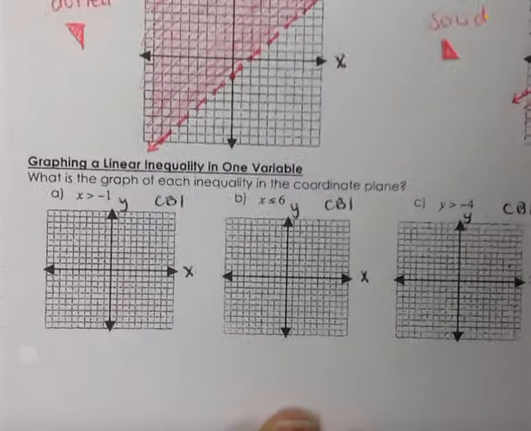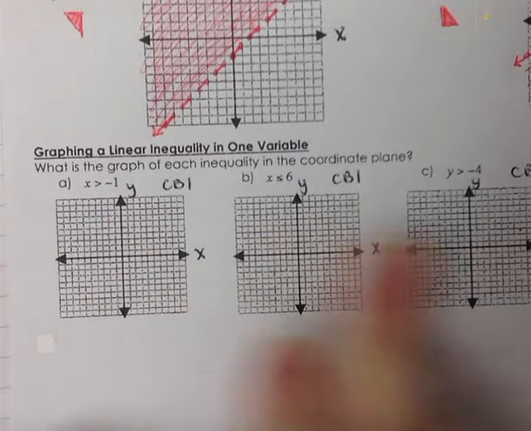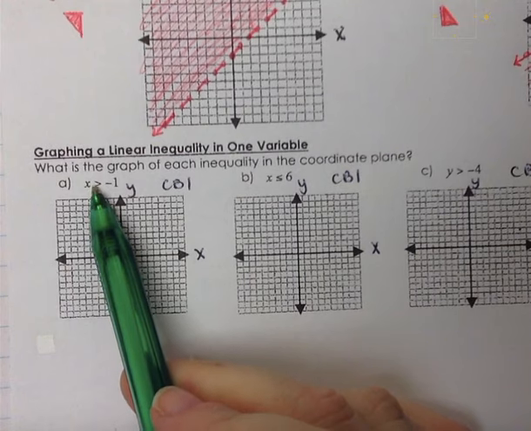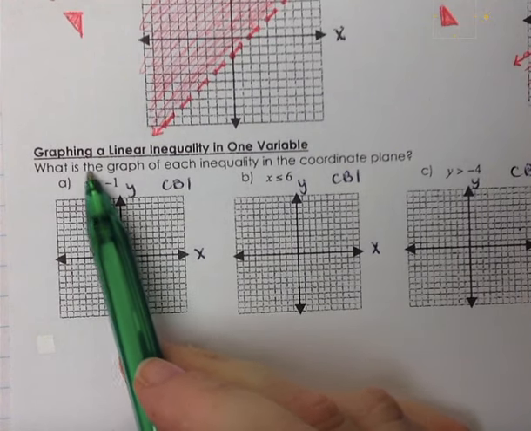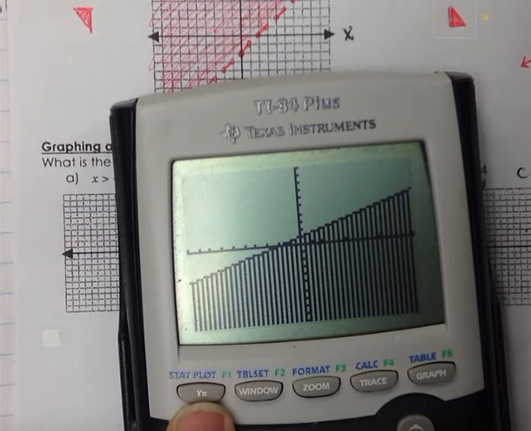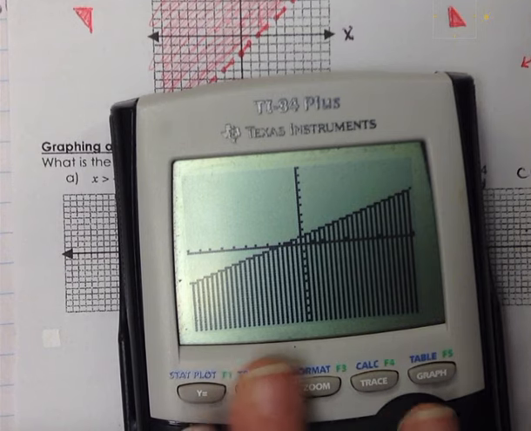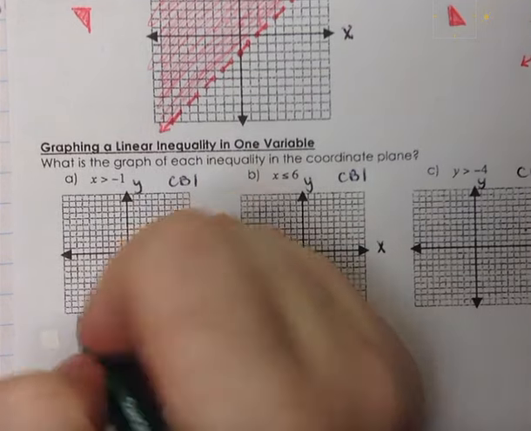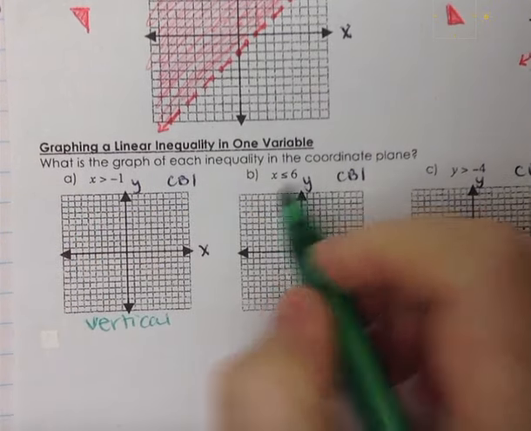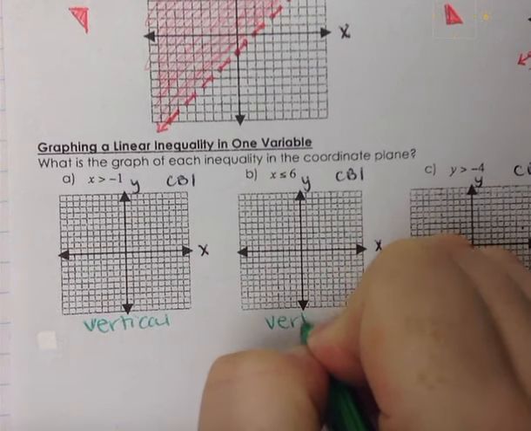So what we need to determine is, since it's one variable, these are all either going to be vertical or horizontal. We need to determine if they are going to be vertical or horizontal. So if it is an x is equal, x is greater than, x is less than, if it's the x, this is the one thing that we cannot graph in our calculator, because anything in our calculator to graph has to be a y equals. The only type of line we cannot graph in our calculator is vertical. So this is a vertical line. That means that this next one is also vertical. So going up and down.